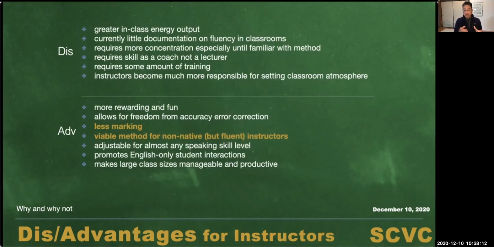And here's where I think it's important for you as JTEs, so to speak specifically to the JTEs. This is a viable method for non-native but fluent instructors. And I say but fluent, but you can take out that but fluent. You don't actually have to be fluent to teach this. What you do have to do is you have to be very honest with your students about whatever level of English you're at. You have to show them that even at your level of English, this is something that will help you and them as students.